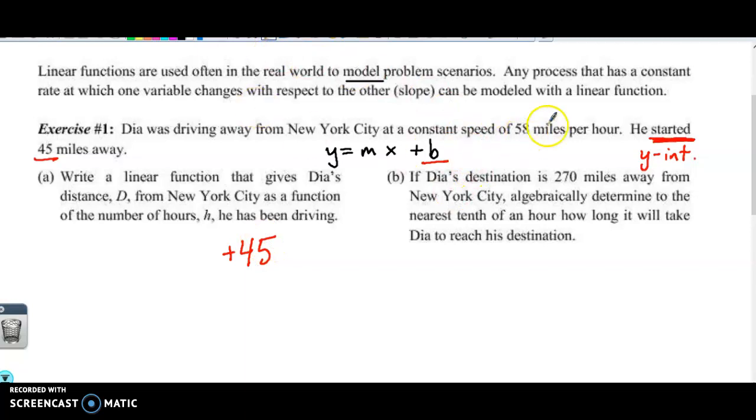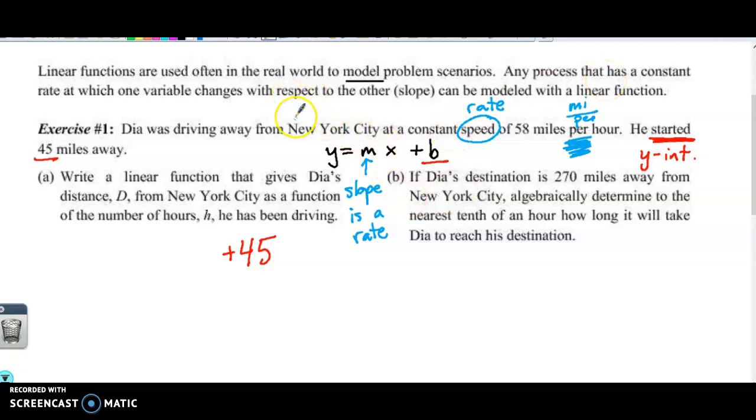And my other clue is a couple things. First of all, a speed is typically a rate, and slope is a rate. If you're unaware of what I mean by a rate, it's written as a fraction, and I know it's written out in words, but miles per hour. That's usually a clue as well that you're dealing with the slope.